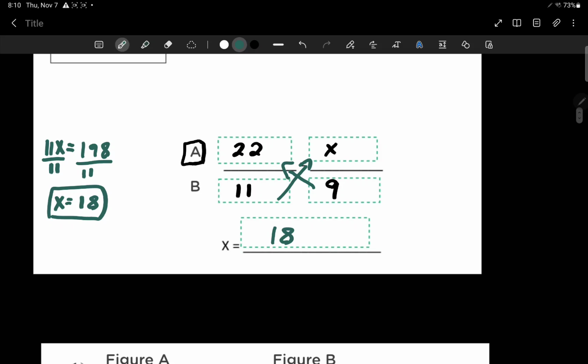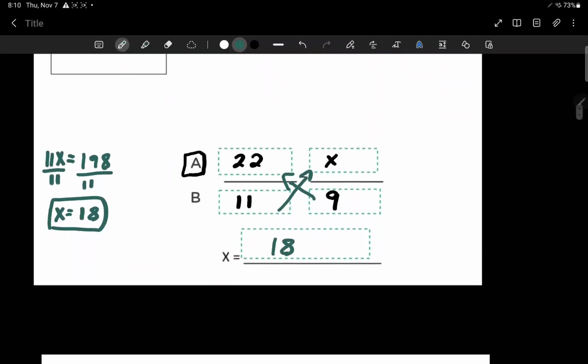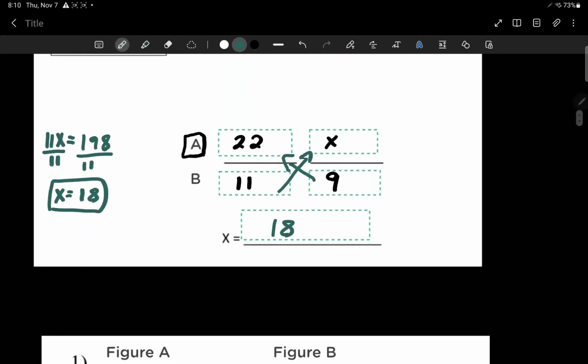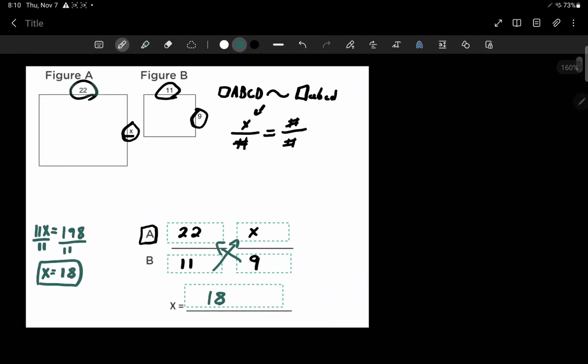I don't think I put any units, but if you're asked for a test, don't forget to put the units. I know physics is really big on that, but over here we just care about getting the right answer. So that's how you're gonna do proportions, okay? Not very hard. Let's go ahead and look at another problem.